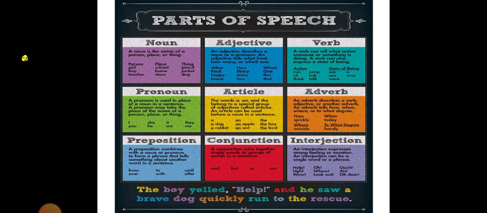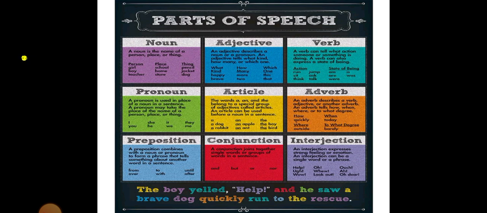Then what is a verb? A verb can tell what action someone or something is doing. A verb can also express a state of being. For example, for verbs: run, walking, jumping, running, and is, was, were. These all come under verb.